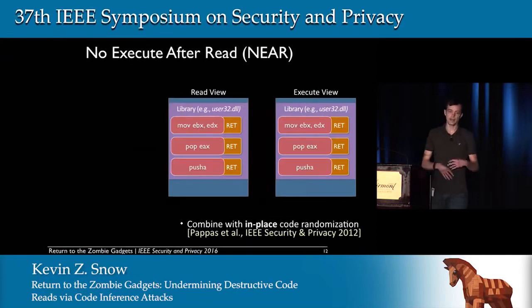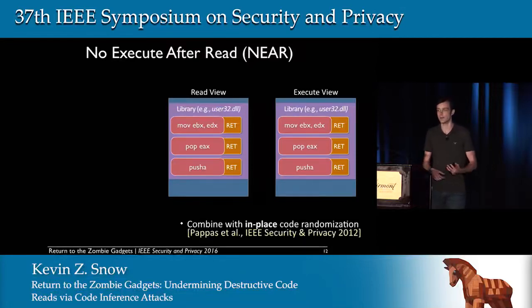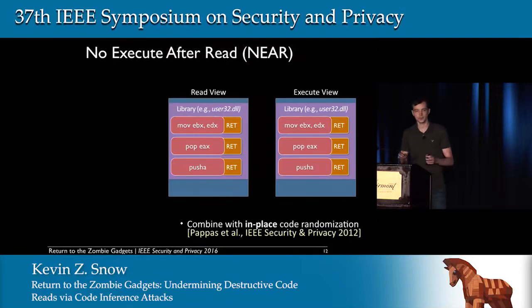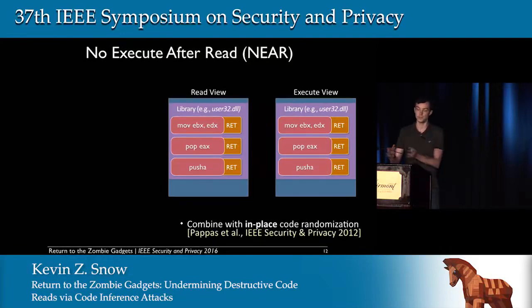So at a really high-level view, here's the system that we implemented to enforce this policy. We called it the no execute after read, or NEAR mitigation. Essentially, we divide memory into two different pieces. We have a read view of memory, so anytime a read access occurs, the application is presented with the data in the read view. And we have an execute view that's presented whenever an execution happens.